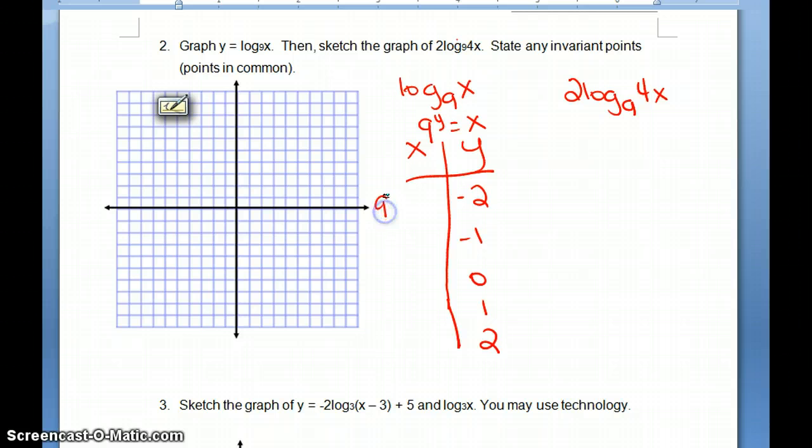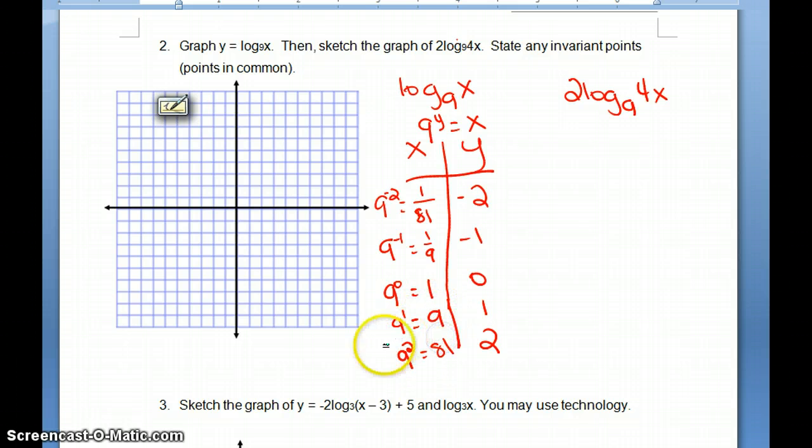So we have 9 to the -2, that's equal to 1 over 81. 9 to the -1 is equal to 1 over 9. 9 to the power of 0 is equal to 1. 9 to the power of 1 is equal to 9. And lastly, 9 squared is equal to 81.